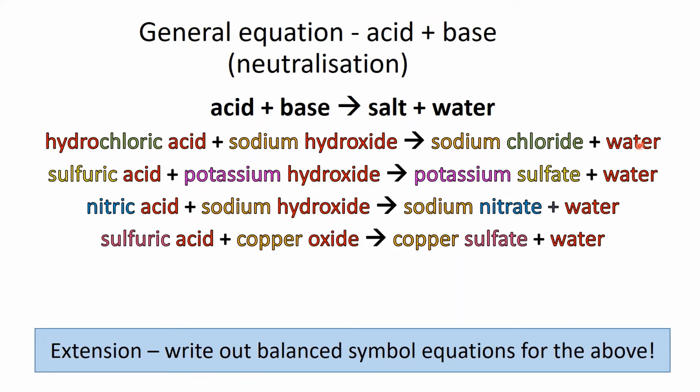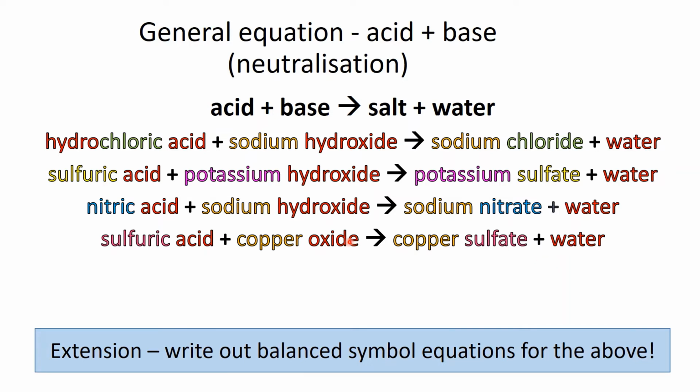In every case here, you're always forming water. The only thing you have to figure out is the salt that's formed. So if you're reacting sulfuric acid with potassium hydroxide, you'll form potassium sulfate. If you're reacting nitric acid with sodium hydroxide, you'll form sodium nitrate and water. If you're reacting sulfuric acid with copper oxide, you'll form copper sulfate and water.